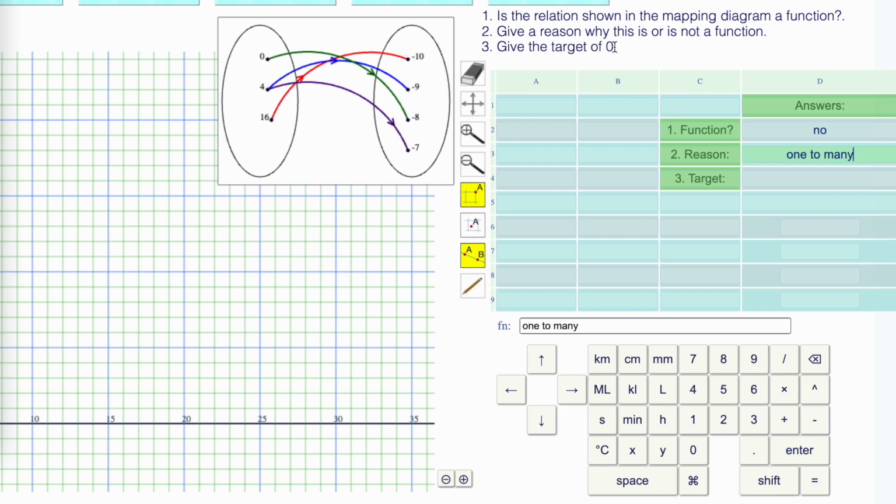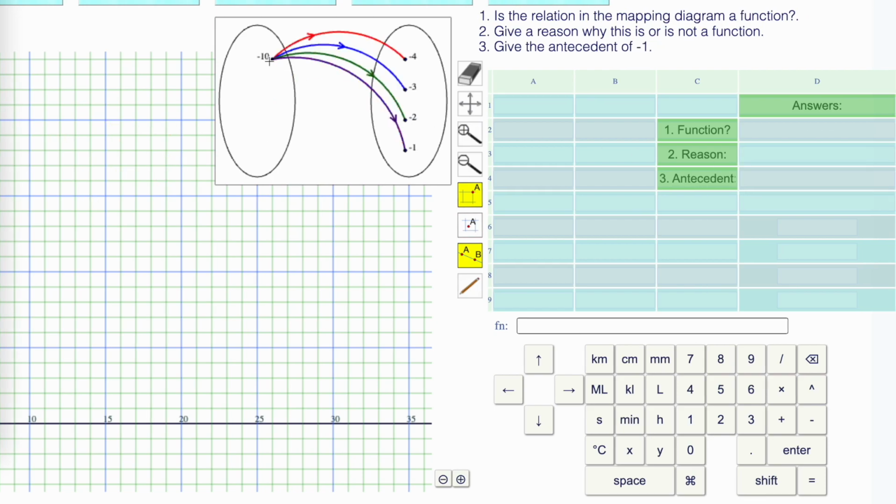What is the target of 0? 0 is here. It is targeting or pointing into negative 8. Negative 8. Press enter to see if you're right. This is 1 to many. This is not a function because it's 1 to many. For every one x, you have many different y values.